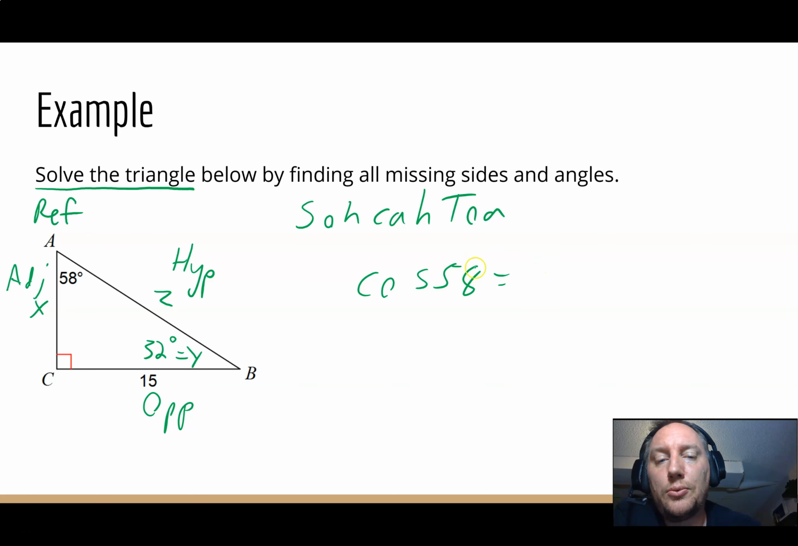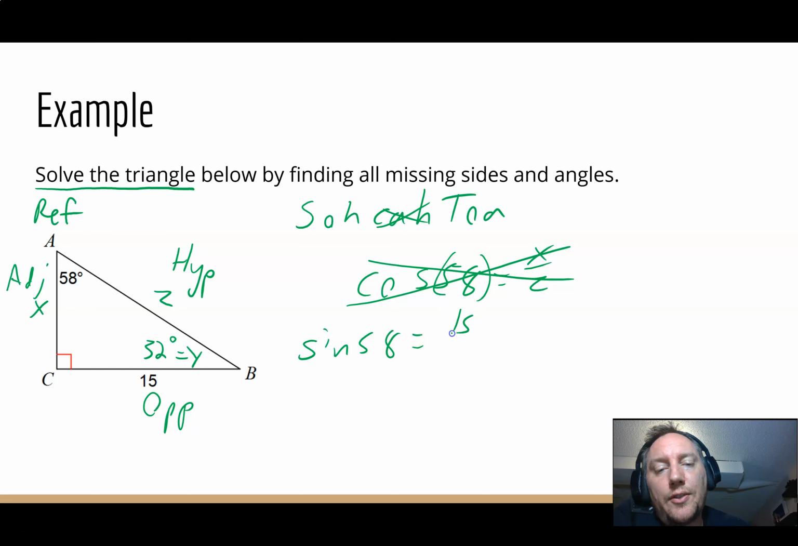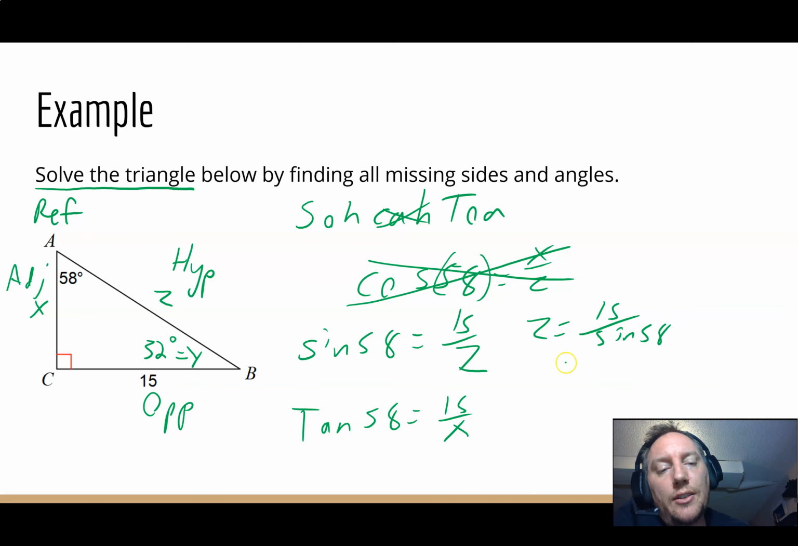So we don't want cosine, we want sine. So sine 58 is 15 over z. And tangent 58 is 15 over x. Now, when the variable's on the bottom, the trick is to just swap it with the other side. So for the sine, z equals 15 over sine 58. For the tangent, x equals 15 over tangent 58. And throw those into my calculator.